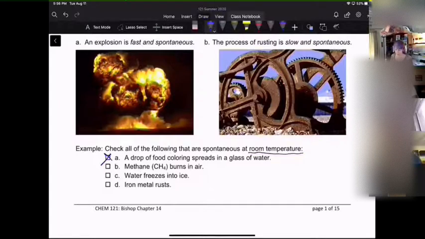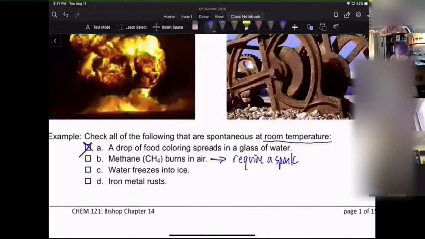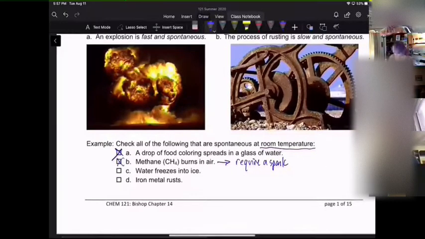All right, methane burns in air. Is that spontaneous at room temperature? This will require a spark. But once it gets that, yes, it'll go. Once it gets that, it will proceed forward.